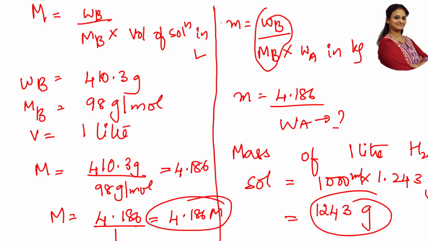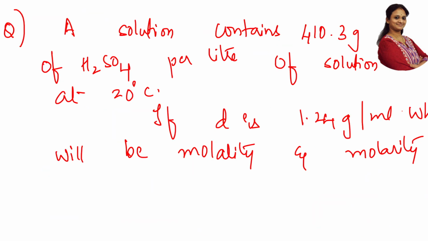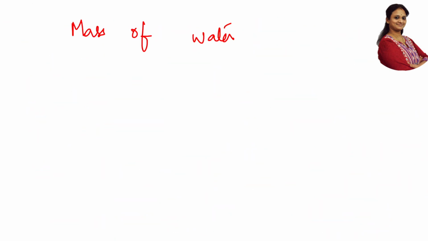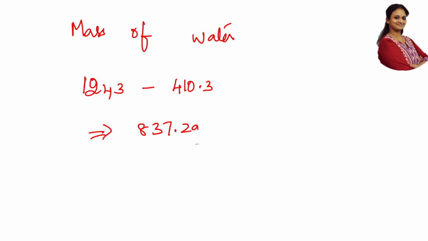Now this 1 liter has water, so I have to get mass of water, right? So mass of water is how much? Here I got 1243 grams. Here sulfuric acid mass is 410 grams. So subtract both of them. 1243 minus 410.3 comes to 832.7 grams. This is the mass of solvent.